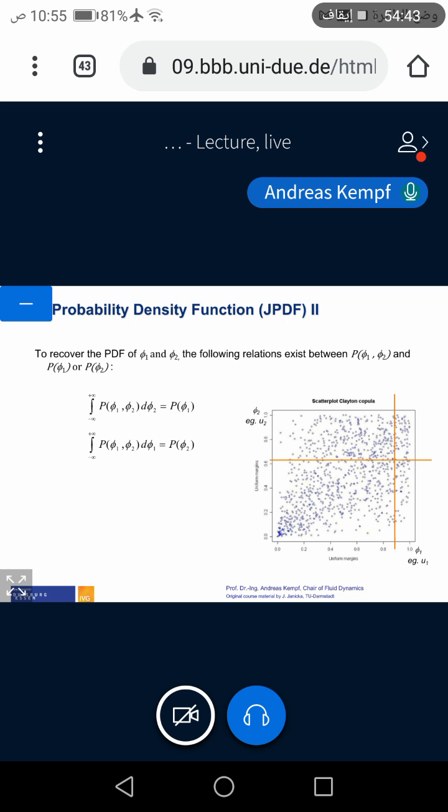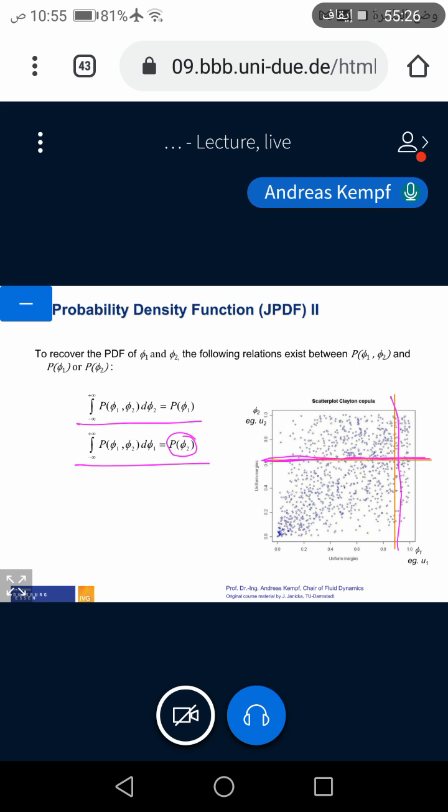Now the question is, if we want to have the PDF for a certain value phi 2, let's say we want to see the PDF along this line, the one-dimensional PDF, not the joint probability density, but the one-dimensional. We can do it calculating it this way. So the probability density function of phi 2 is the integral from minus infinity to plus infinity of the probability density of phi 1, phi 2, d phi 1. And similarly, we can do the same thing for phi 1.